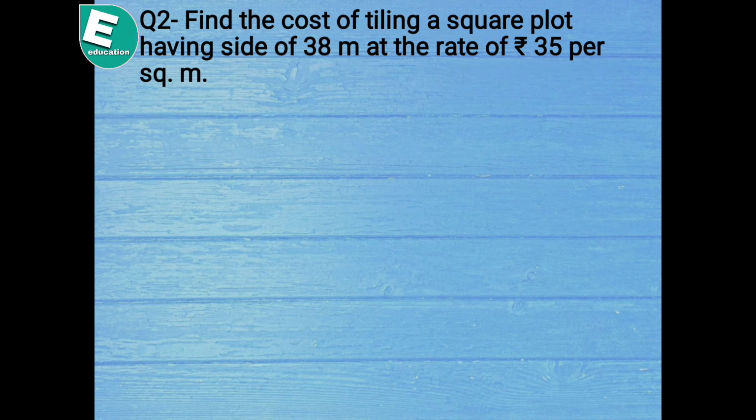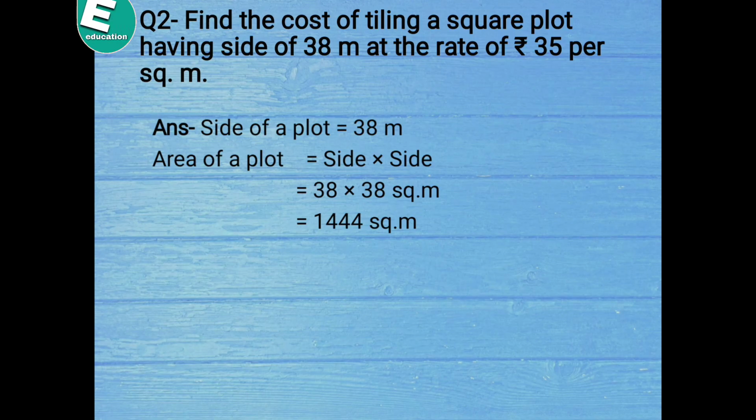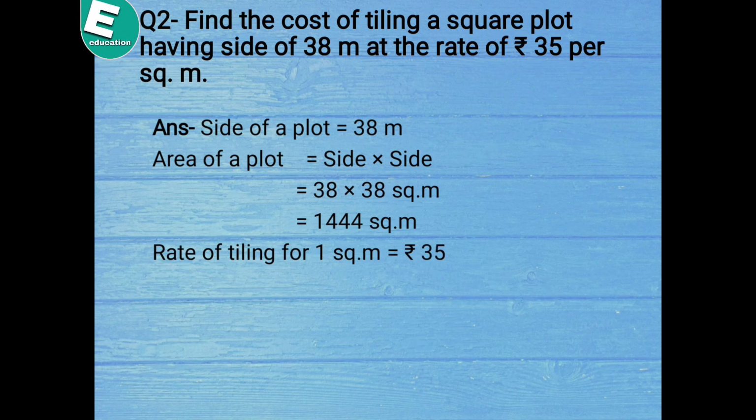Our answer is side of a plot is 38 meter. And area of a plot we know is side into side. On substituting value, we get 38 multiply 38, which gives 1444 square meter.